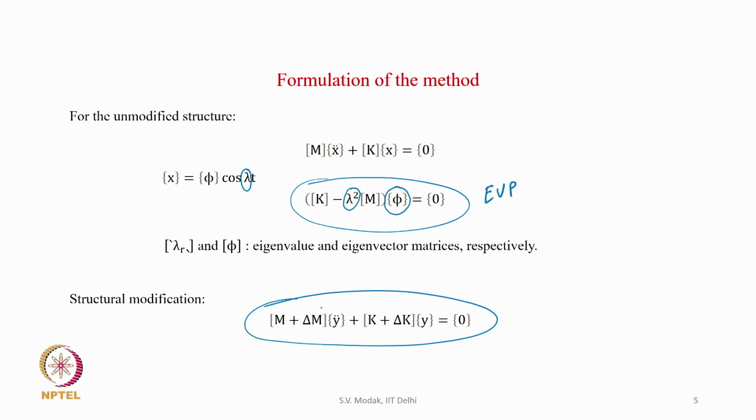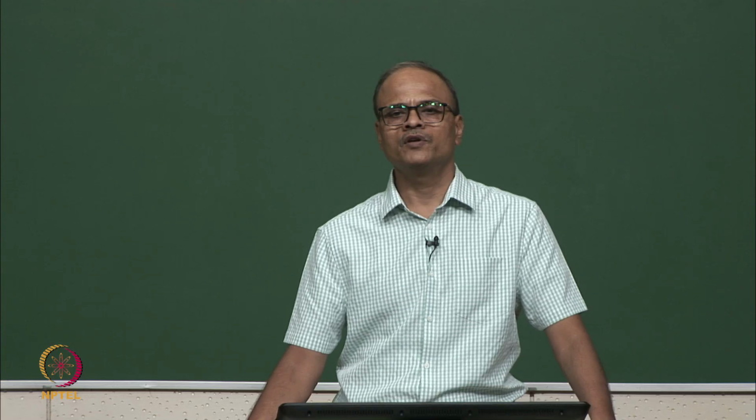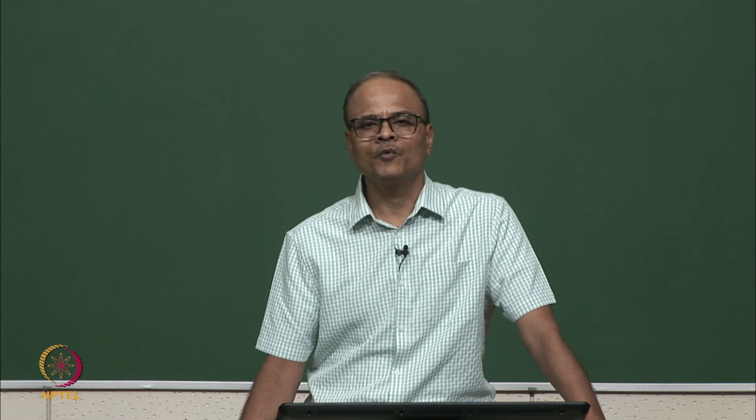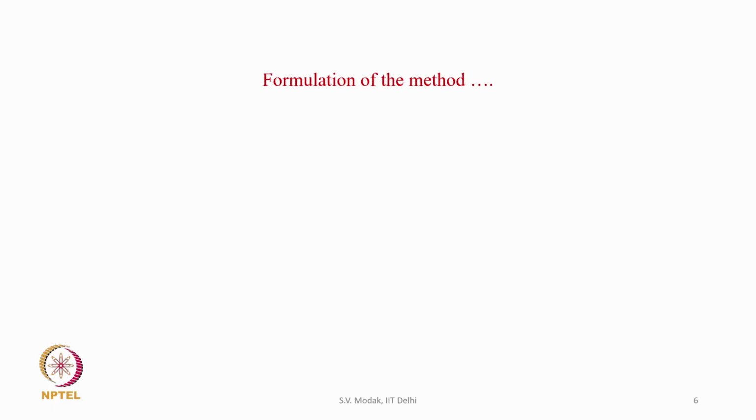Here delta m and delta k represent the change in the mass and stiffness matrices because of the structural modification. If a structural modification is introduced, in general it would change the mass and the stiffness, and therefore delta m and delta k represent the changes in the mass and stiffness matrices due to the structural modification. Now, to solve this free vibration of the modified structure, we would transform the displacement vector of the modified structure to the modal space of the unmodified structure.